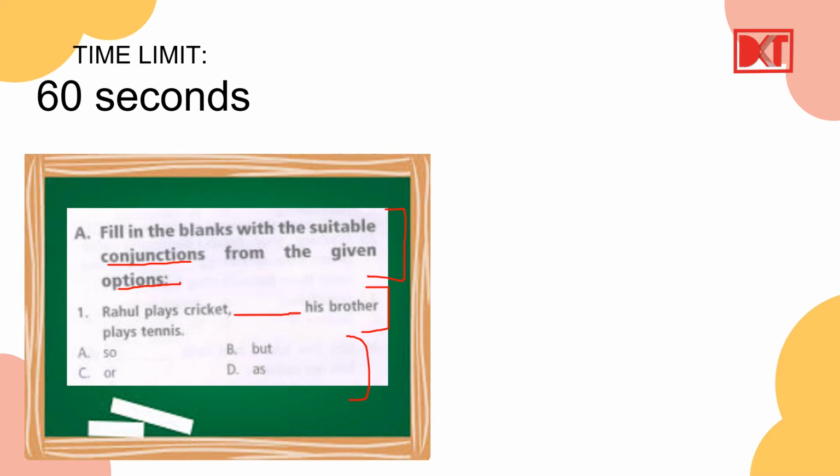A. So his brother plays tennis. B. But his brother plays tennis. C. Or his brother plays tennis. D. As his brother plays tennis.